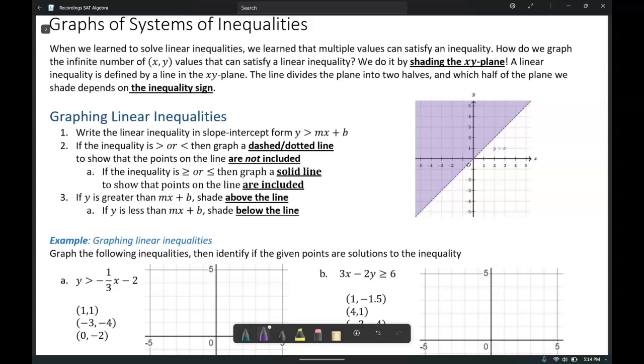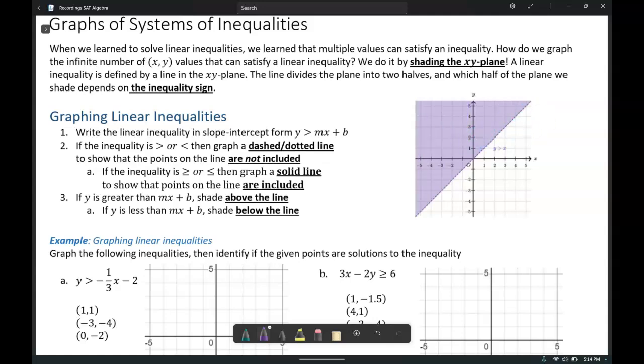If y is greater than mx plus b, we want to shade above the line, and if y is less than mx plus b, we shade below the line. So here over to the right, we have an example of y is greater than x. We graph the line y equals x, and then we dotted it because of the greater than symbol, and because it's greater than, we shaded above the line.